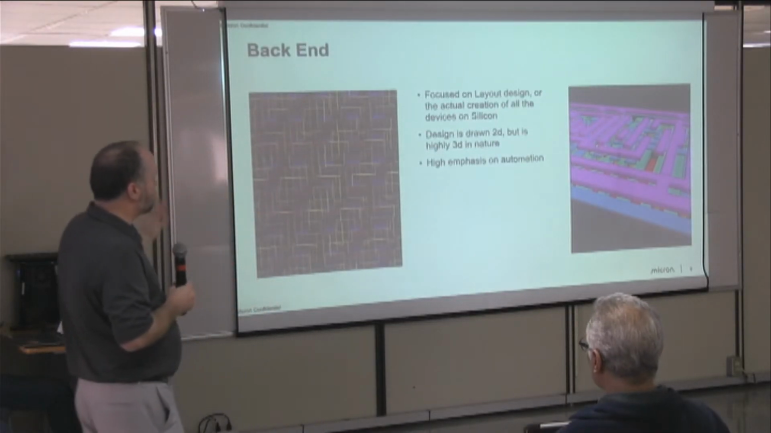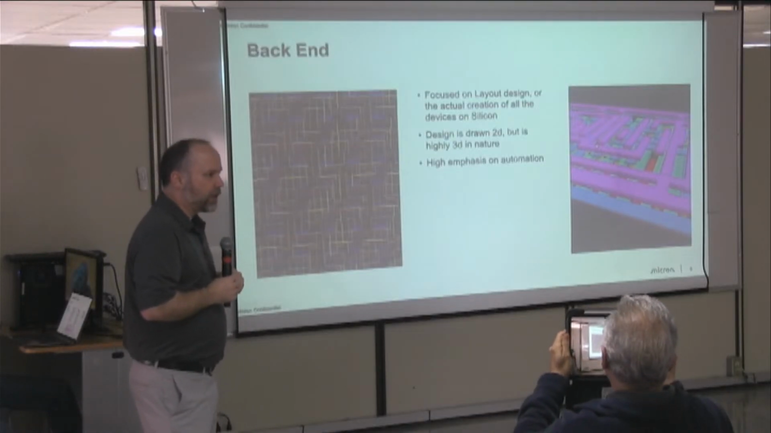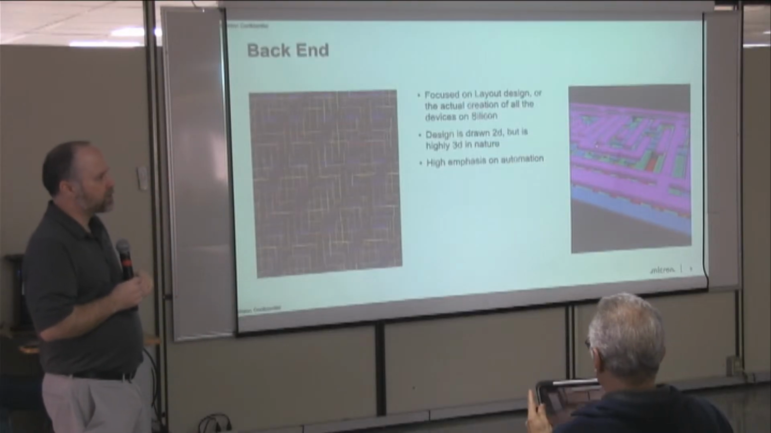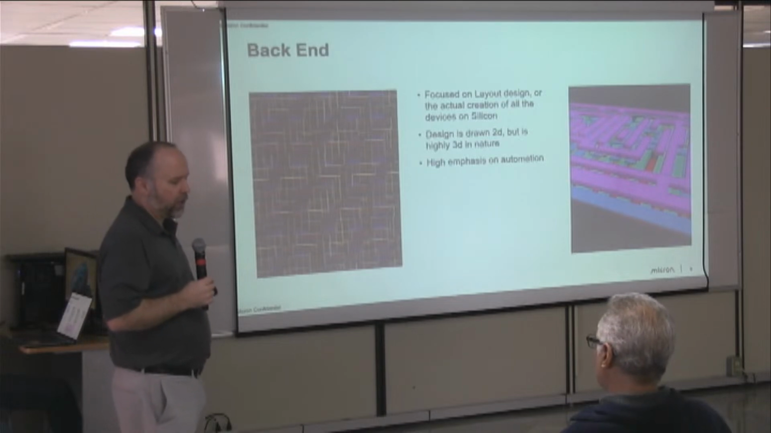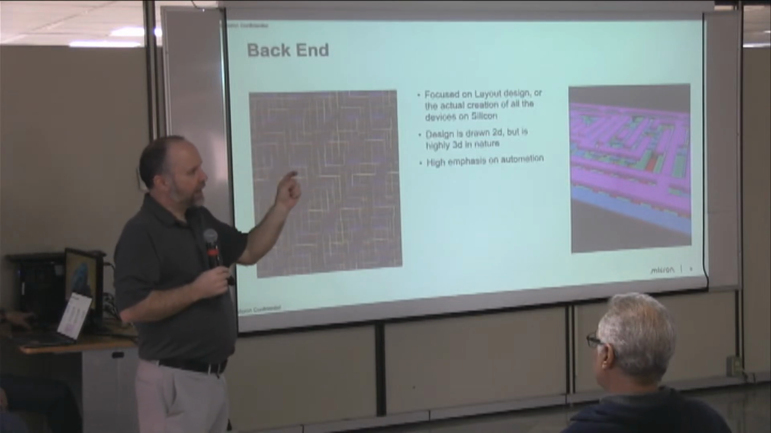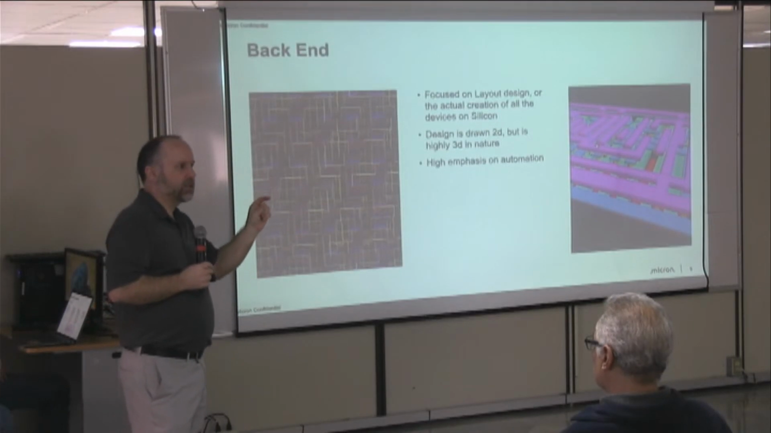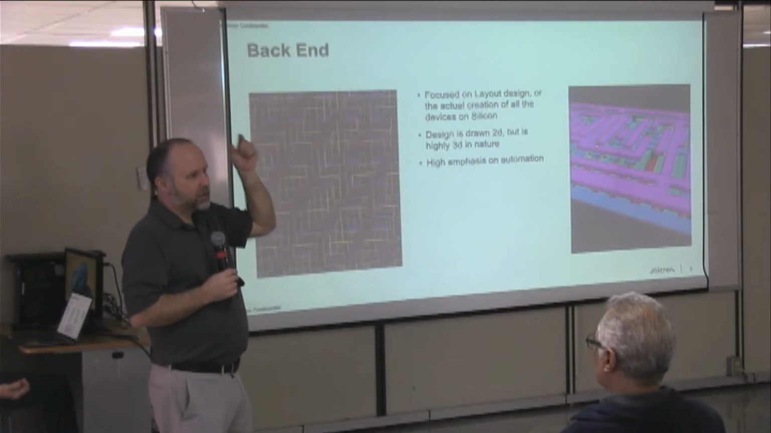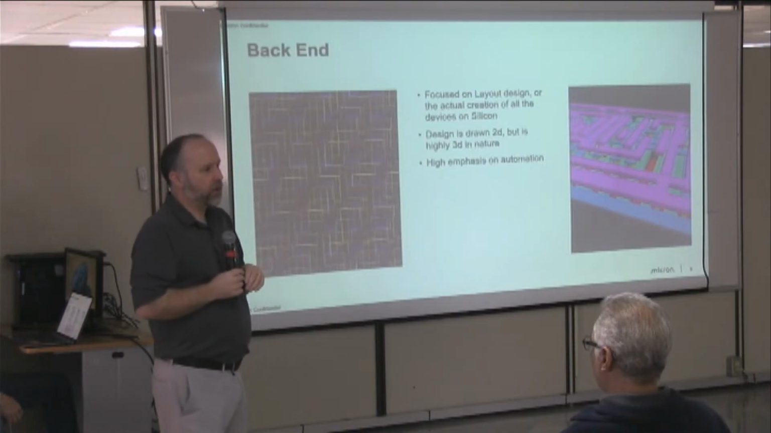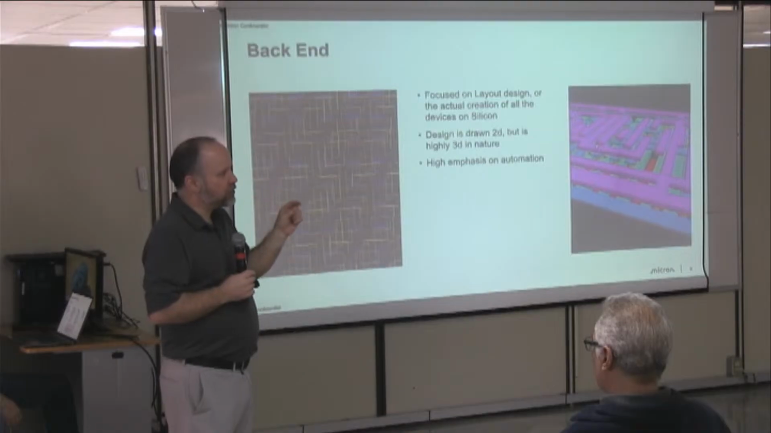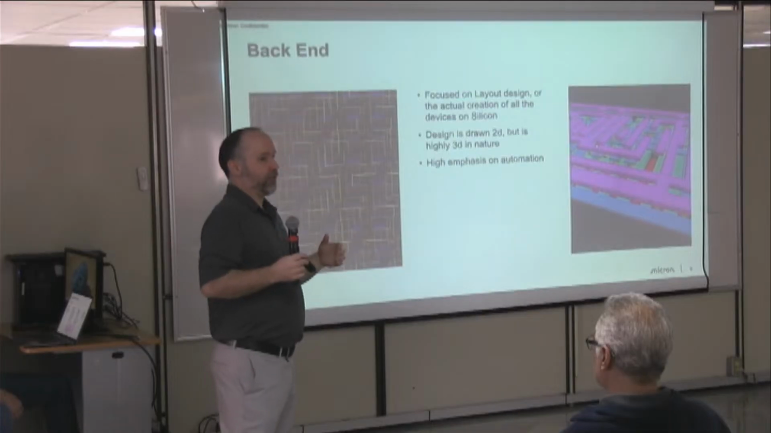Back end, so these are all the layout tools. Our layout is incredibly complicated. I think I was talking to somebody yesterday. One of the problems that we solved 8 or 9 years ago is that light has a certain wavelength, right? And that wavelength can be measured in a physical distance. And we use light to shine through a reticle and print a pattern on silicon. What happens when you want to make a feature that is smaller than the wavelength of light? How do you break the laws of physics?